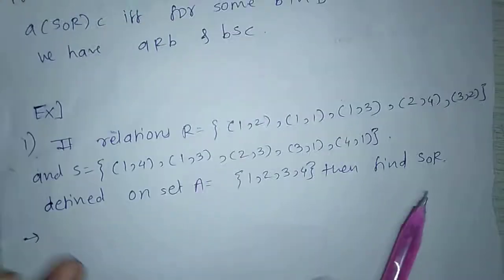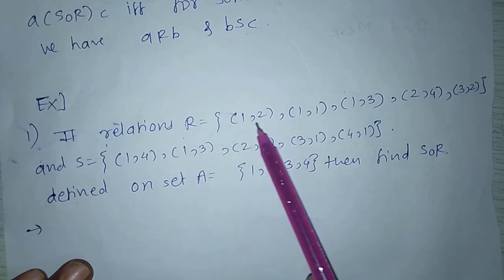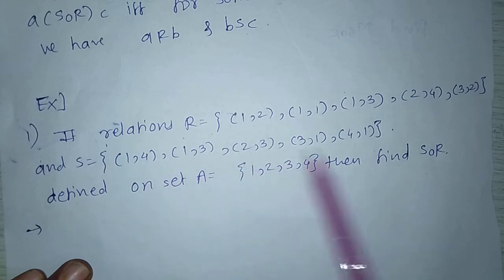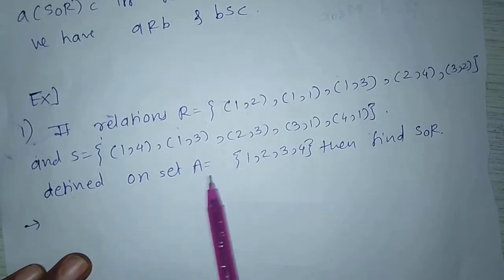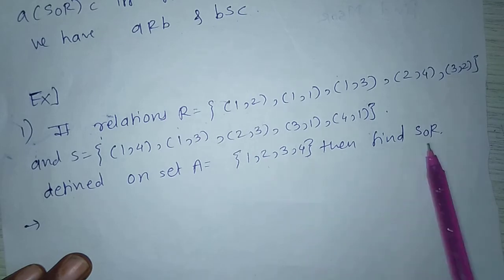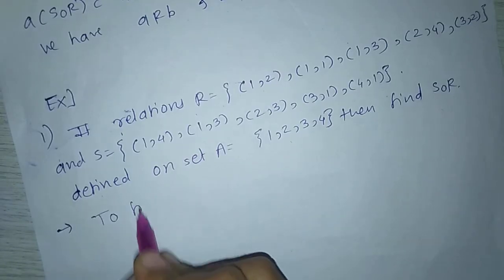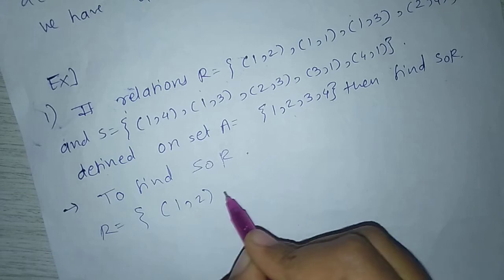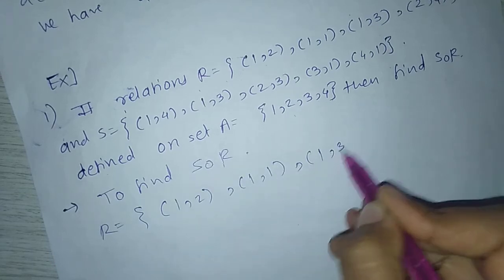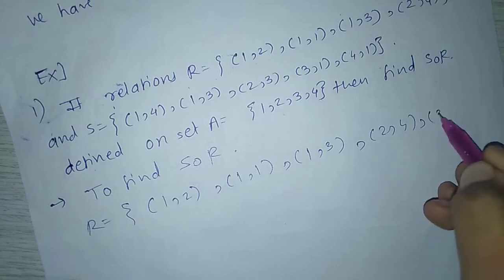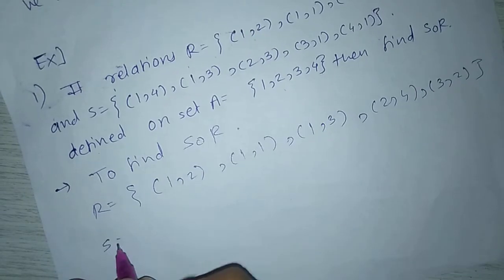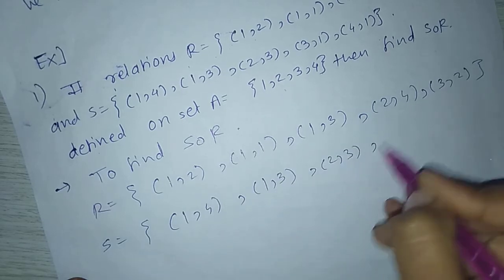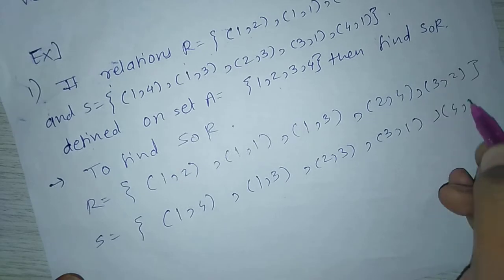For example, if relation R is equal to {(1,2), (1,1), (1,3), (2,4), (3,2)} and S is equal to {(1,4), (1,3), (2,3), (3,1), (4,1)}, defined on set A equal to {1,2,3,4}, then find S composite R. To find S composite R, first write R equal to {(1,2), (1,1), (1,3), (2,4), (3,2)}, and S equal to {(1,4), (1,3), (2,3), (3,1), (4,1)}.